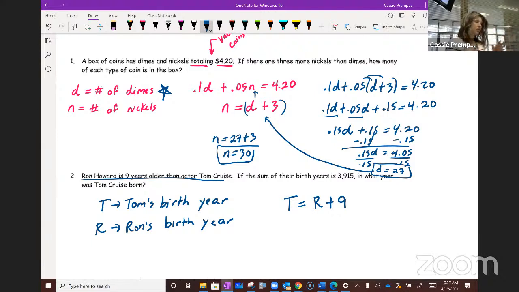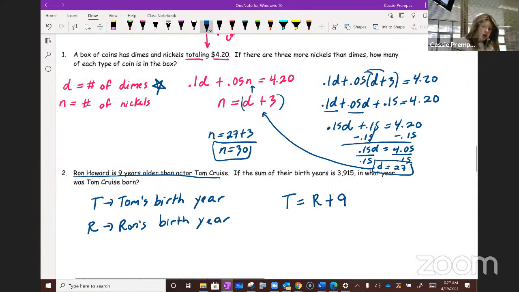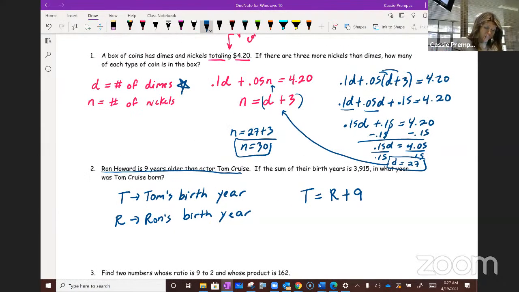Like my sister, she's 9 years younger than me. She was born in 2004. I was born in 1985. My year value, 1985, is lesser than 2004. So I would say 2004 equals 1985 plus 9. Okay, so T equals R plus 9. And now we know the sum of their birth years is 3915. So I know that T plus R equals 3915.